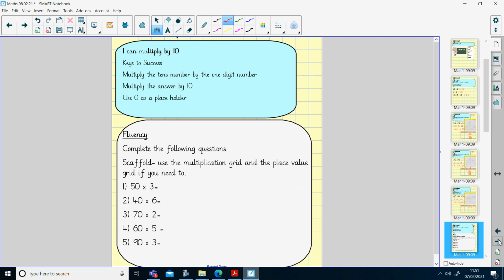Okay, on the board there are some fluency questions for you to have a go at. They are exactly the same sort of questions as I've just shown you. If you need a scaffold today, children, then use that multiplication grid and use your place value grid. Draw the counters to help yourself, even if that's just to check your answers. So pause the video, have a go at these 5 questions and then come back to me.